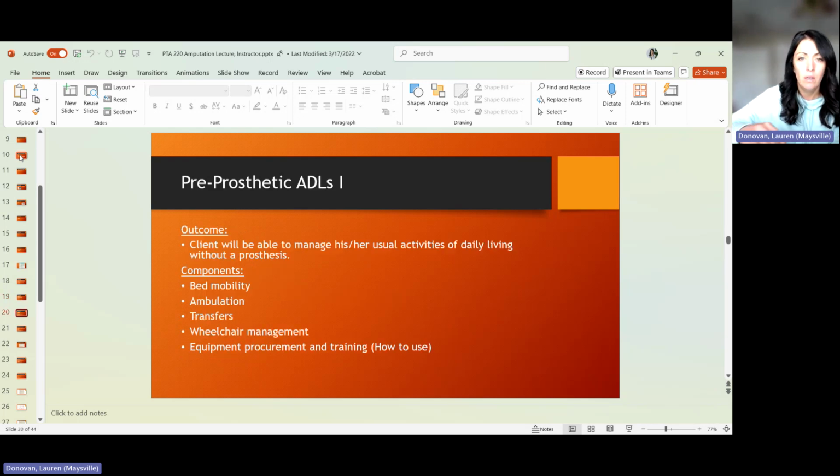All right, moving on. These are just some different ADLs I already mentioned that you can implement into their program, like bed mobility and ambulation, because you can still do ambulation, almost non-weight bearing without the prosthetic, with either crutches or a walker, whatever you think would be best for them based upon their age and balance. Transfers, wheelchair management, equipment procedures and training, and how to use their prosthetic and take care of it correctly are all big things too.